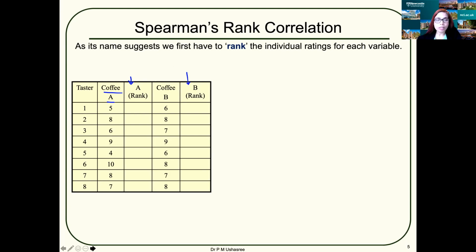First, we have to arrange the ranking for coffee A. This coffee seems to have received the highest marks out of 10, that is 10 out of 10. So I'm going to rank this as 1. So in rank 1, or the first position, you have taster 6 who has given 10 out of 10 for coffee A. So 10 marks, this is your first.